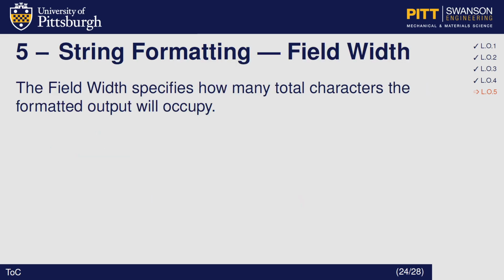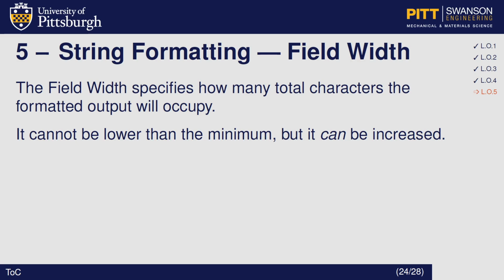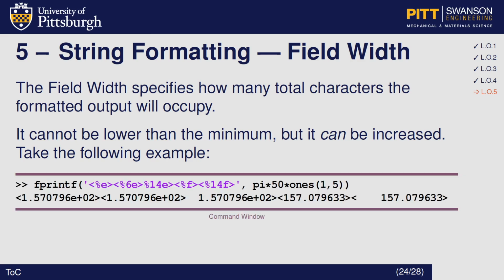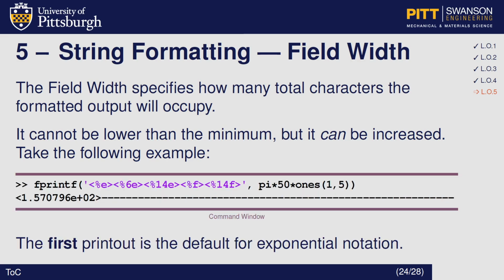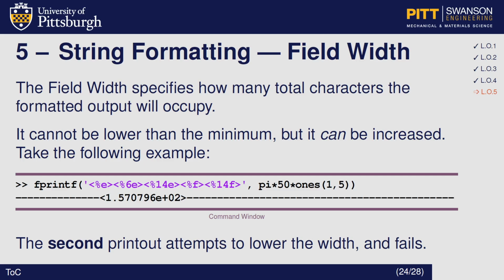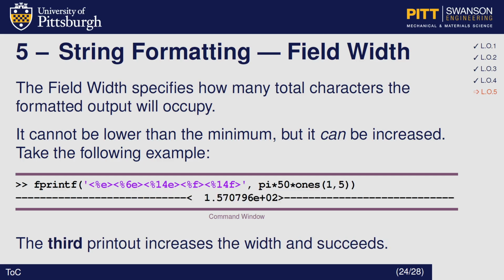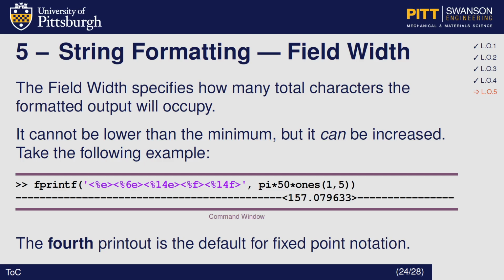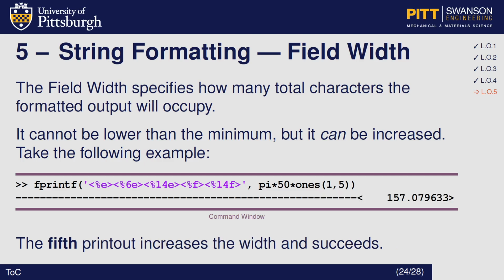Now the field width specifies how many total characters the formatted output will occupy. There is a minimum width set by the value being printed, and you cannot override this, but you can increase the width above the minimum. Take this example. Here, the first printout is the default width for exponential notation. The second printout attempts to decrease that width, but it fails. The third printout increases it, and it does succeed. The fourth printout here is the default width for fixed point notation, and the fifth increases that fixed point width, and it does succeed.